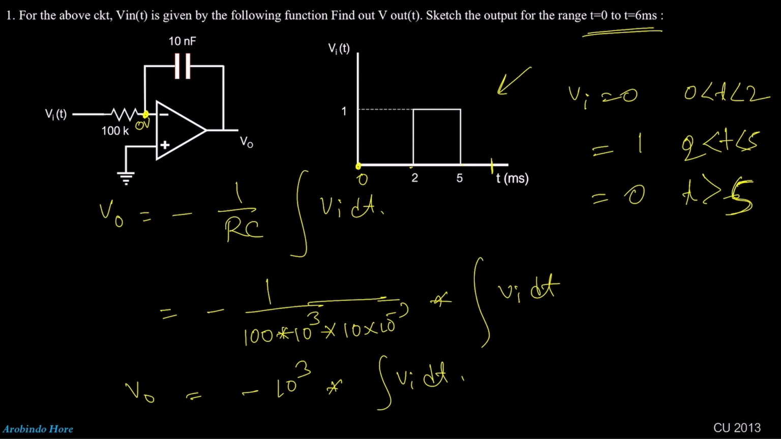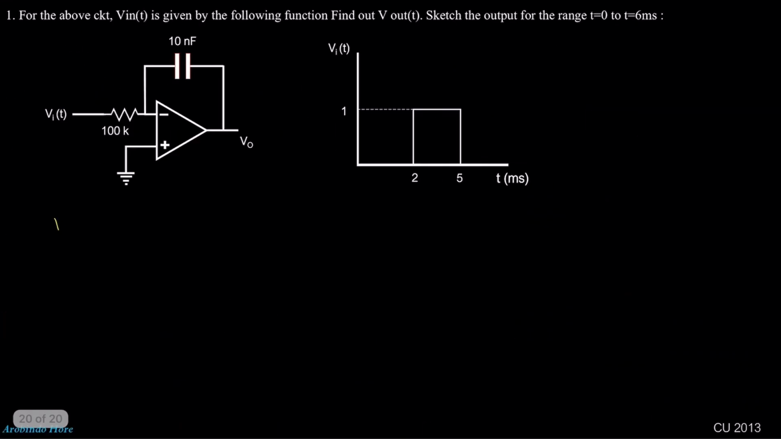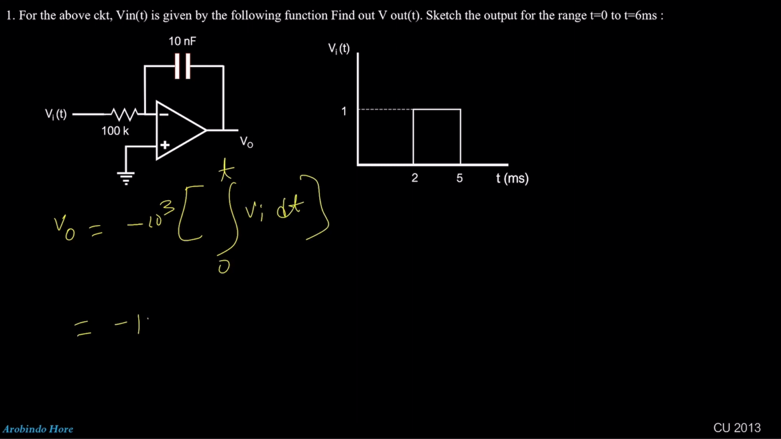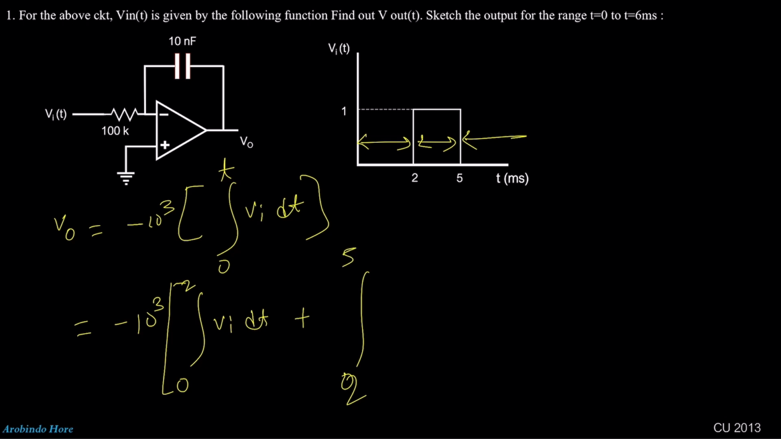First, what we need to do? We need to do the integration here. So I just go to the next page and we already got V0 is equal to minus 10 to the power 3 multiplied by integration 0 to t Vi dt. Okay. Now we need to distribute this to three parts. One is this part, another is this part, and another is this part. So the first limit will be 0 to t Vi into dt, plus 2 to 5 Vi into dt, plus 5 to infinity Vi into dt.